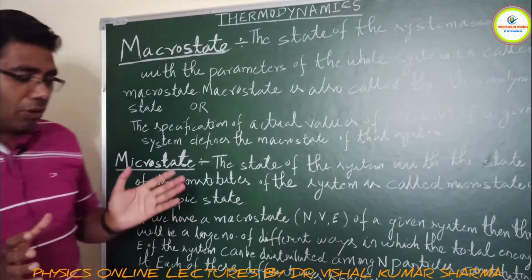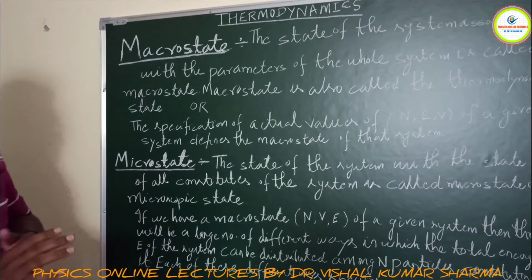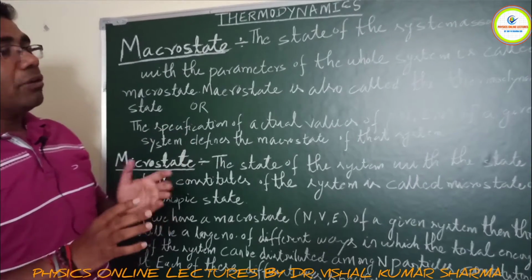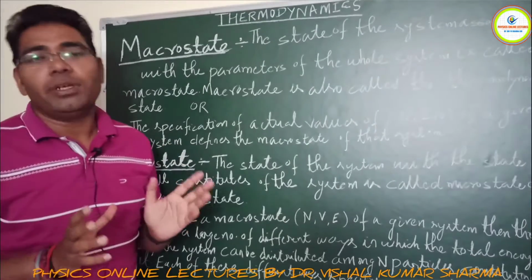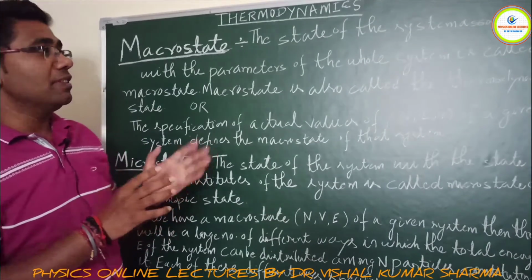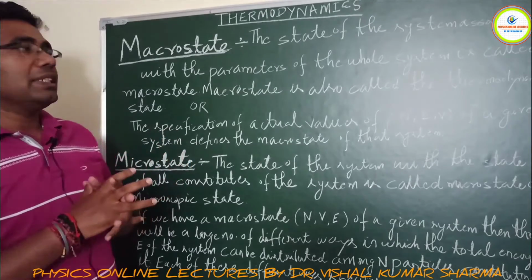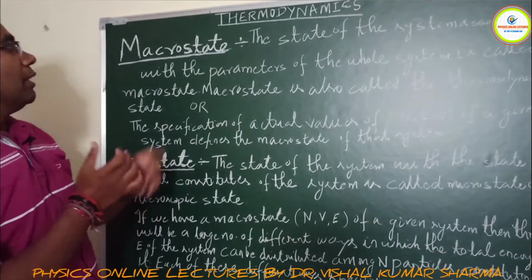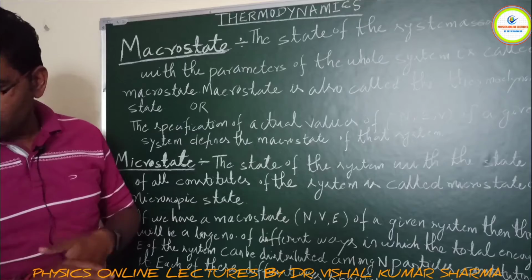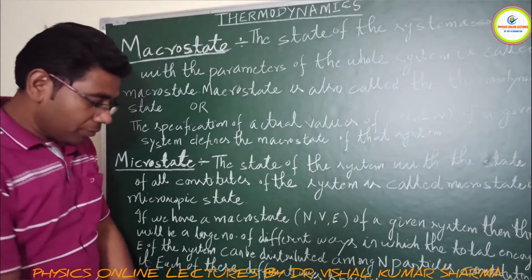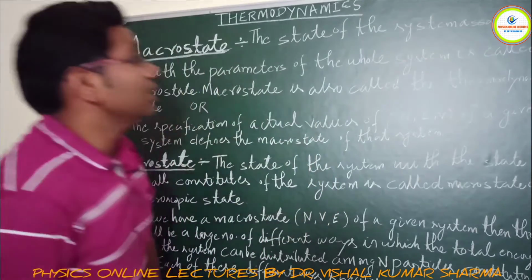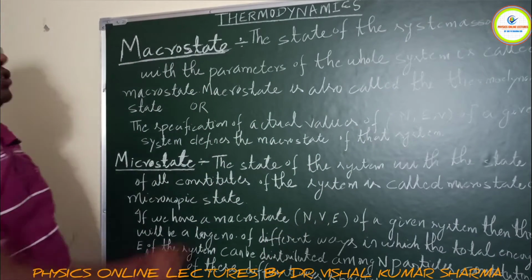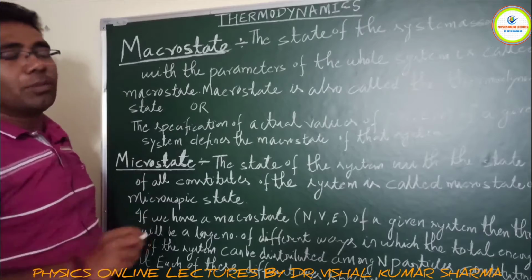So what is the meaning of saying macroscopic state? Macroscopic states are also called the thermodynamic state. That's why we have to consider here the macroscopic state, and we are going to introduce the definition of the macrostate. So students, for the discussion of the macrostate, you can say it is the state of the system associated with the parameters of the whole system.